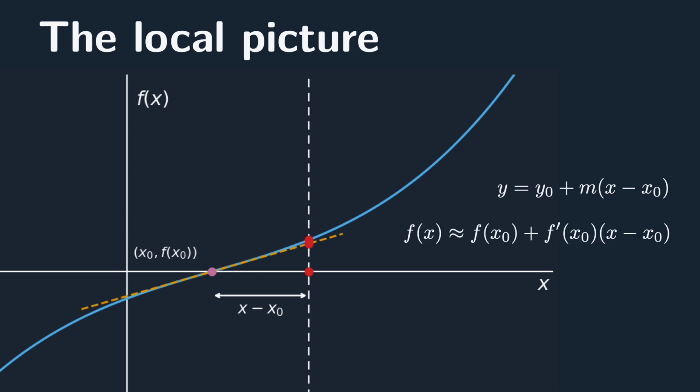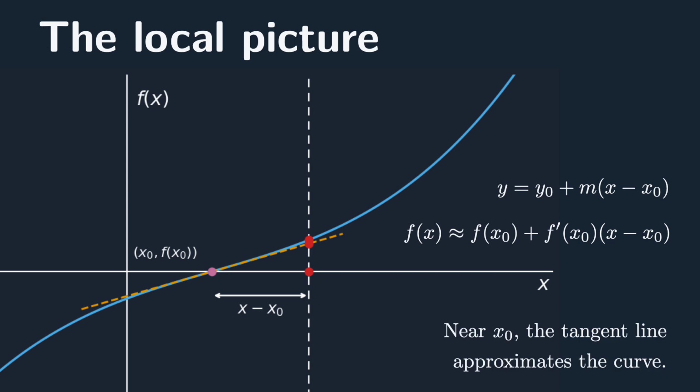f(x) ≈ f(x₀) + f′(x₀)(x − x₀). In other words, we start at f(x₀), then use the slope f′(x₀) to estimate the function value as x moves a small amount away from x₀. The important word is local. This approximation is meant for values of x near x₀, not for the whole curve.